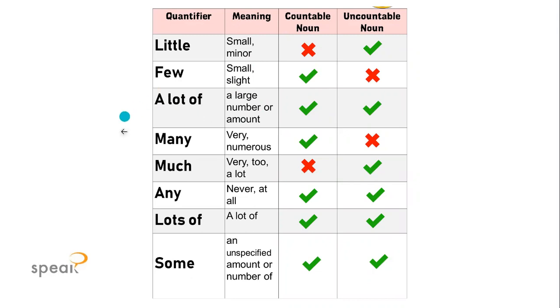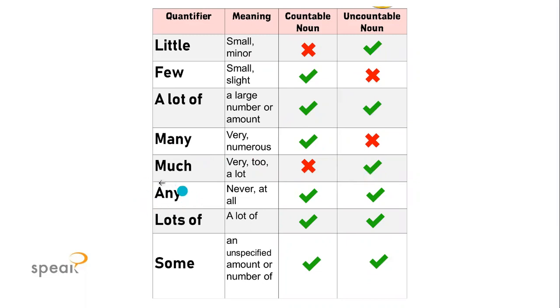Jaime Antillon, help me please. How do you pronounce this word? This one. Many. Excellent. We have many. This is very numerous. This is countable. Then we have much. This is very, too, a lot. This is uncountable. Then we have this one, Juan Campos Hernandez.